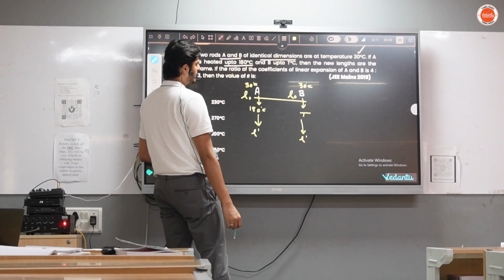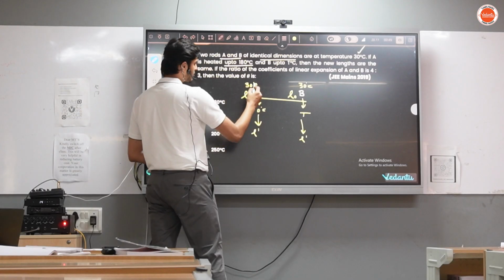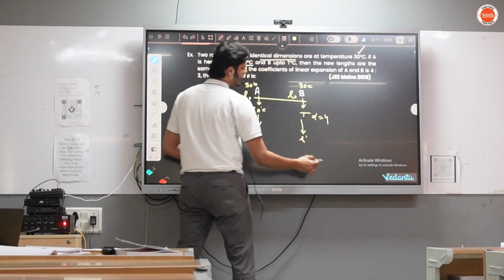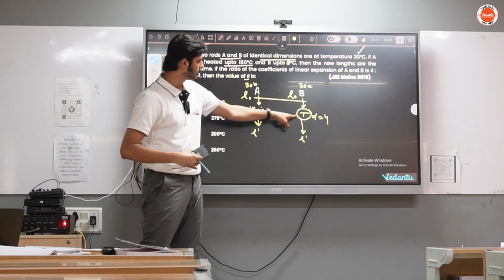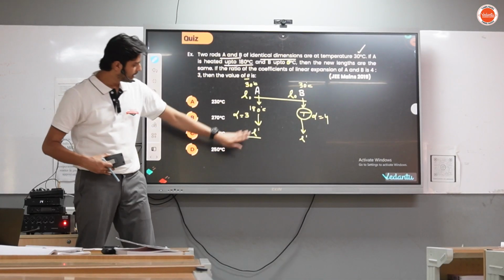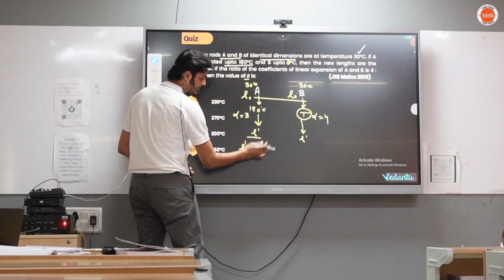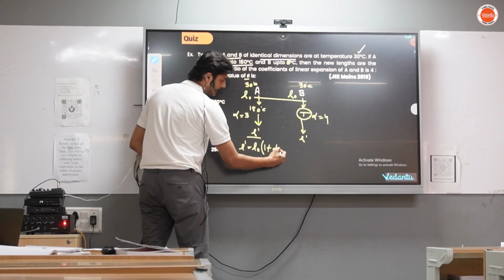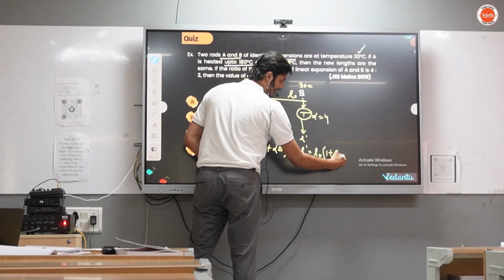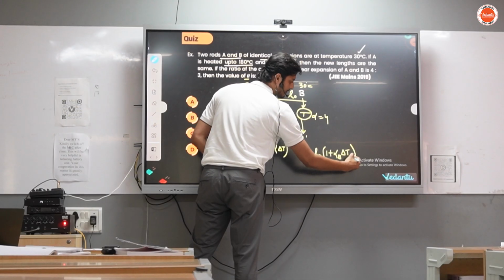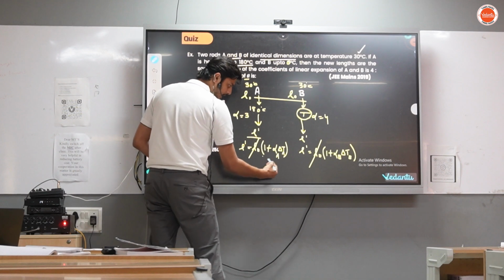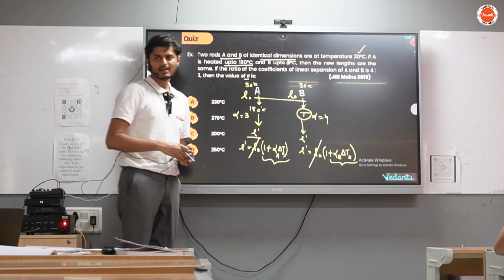The coefficients of linear expansion of A and B are given, alpha A is 3 and alpha B is 4. We need to find this temperature T. Very simple. The new lengths are the same. L dash equals original length L0 into 1 plus alpha delta T. For B it is L0 into 1 plus alpha B delta T for B, and for A alpha A and delta T for A. Both are equal, so L0 cancels, and 1 plus alpha delta T is the same on both sides.